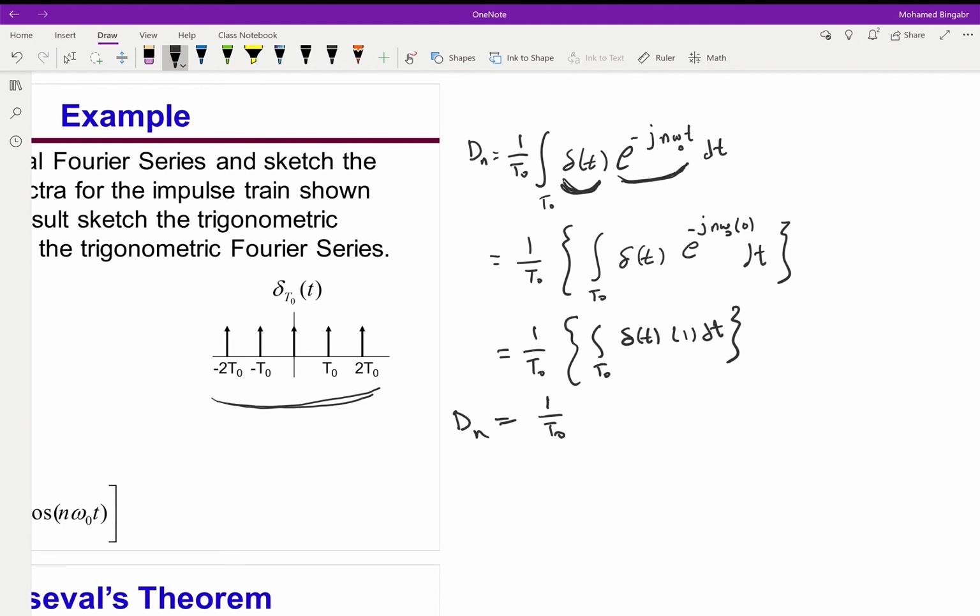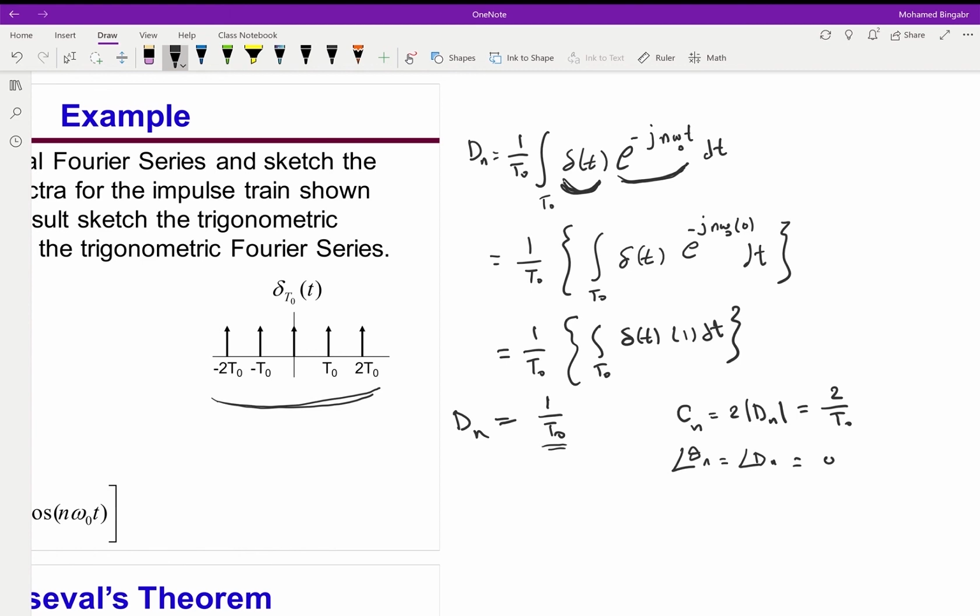So it has the first harmonic, second, third, fourth. Their strength is just 1 over t0. And Cn in this case will be 2 times the magnitude of dn. So that will be 2 over t0. And dn is always going to be positive, so the angle of dn, since it is always positive, is 0.